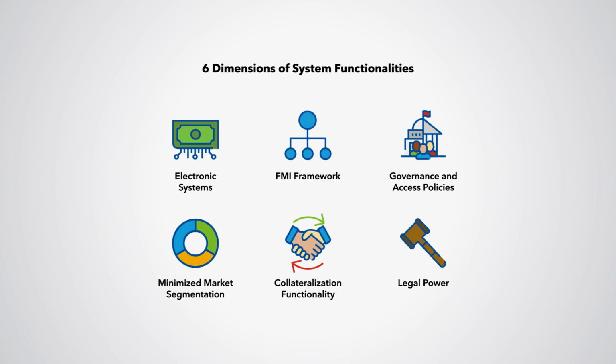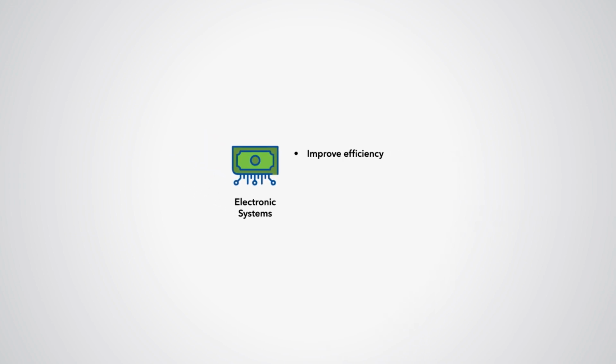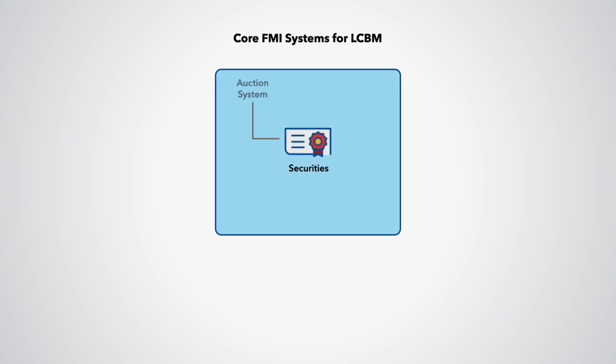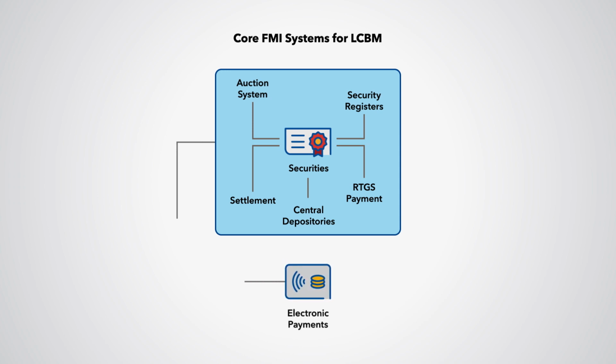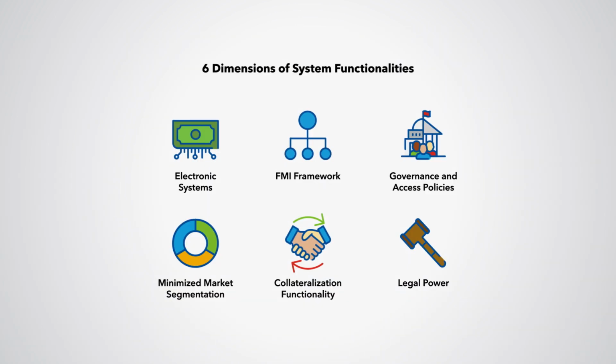Let's start by exploring the first dimension, that is electronic systems. Electronic systems improve efficiency and reduce risks. Core FMI systems for LCBM include government securities auction systems, security registers, real-time gross settlement or RTGS payment systems, central securities depositories, and security settlement systems. Modern systems support electronic payments, fast and efficient low-risk settlement for high volume of transactions, and straight-through processing between the core systems. The next dimension is an FMI framework.